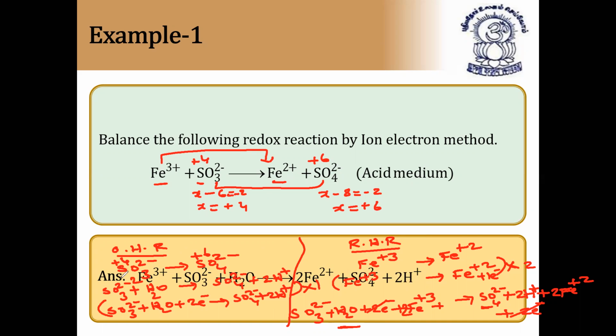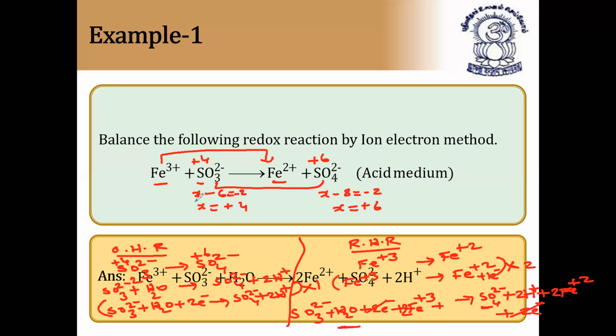After doing the same steps, that is the number of electrons gained and lost in both cases, and water molecules added and H plus ions added in both cases, you have to equate the reactant side and product side. Then afterwards you will see the electrons get cancelled and you'll get the final skeletal equation, that is the balanced chemical equation. I hope it is clear.